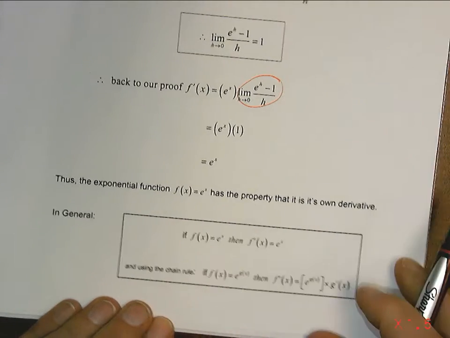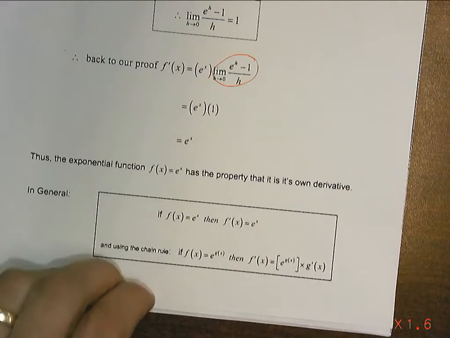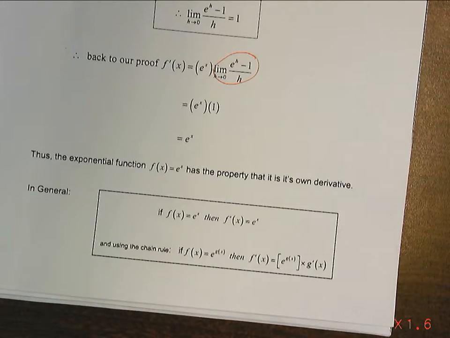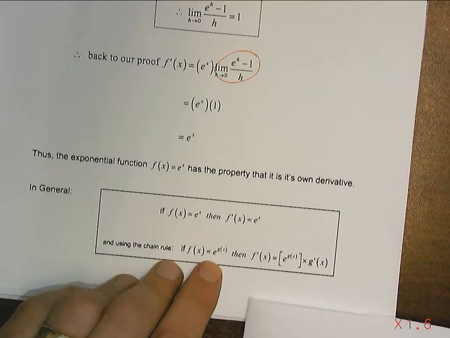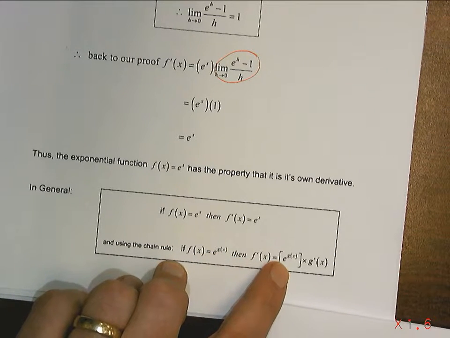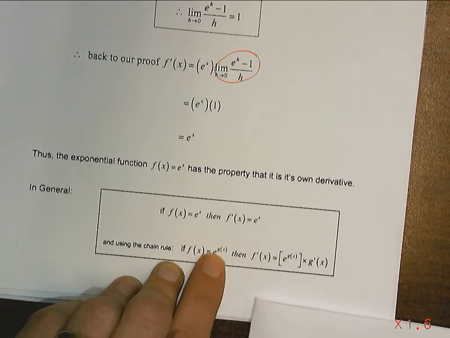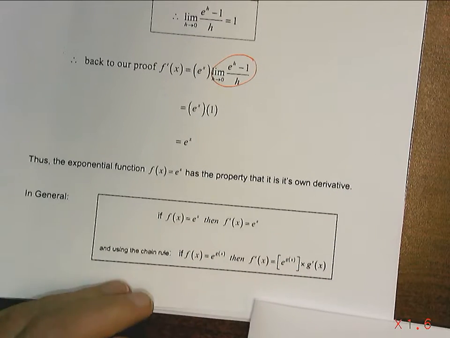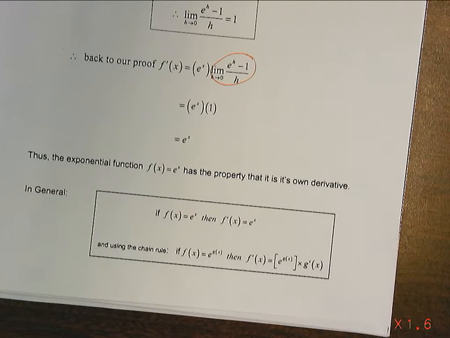Using the chain rule, and this isn't quite as understandable just yet given our mathematics, so you're going to have to trust me on this one, if I have e to the g of x, the derivative will be e to the g of x, the same thing, times g prime of x. And unfortunately, I can't prove that to you just the way I want to right now, but we're going to have to take that at face value, and I'll do some examples. We'll come back with those examples.